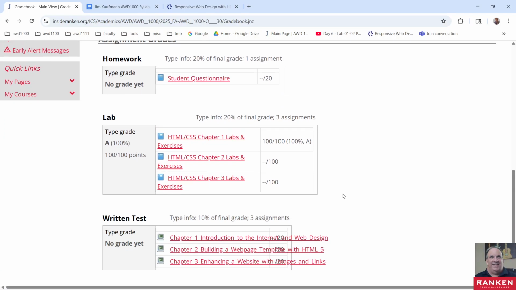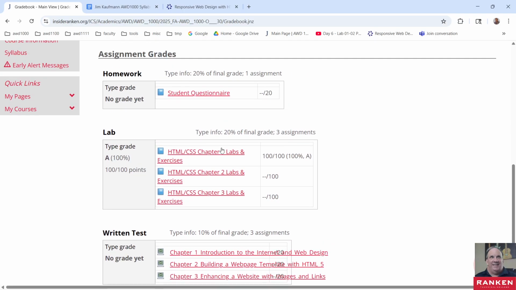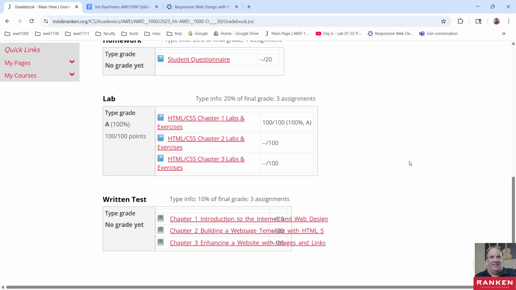But you'll be able to come in here and see all your different assignments. So there's going to be some homework assignments that are also going to be part of this that I need to add. I'll have that figured out by the end of the day today. But this is where you can come into your grade book and see what your grades are. Okay.